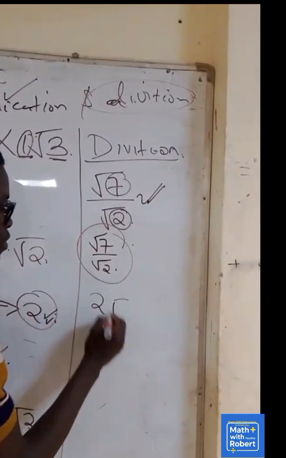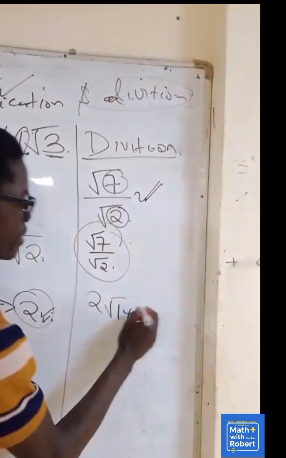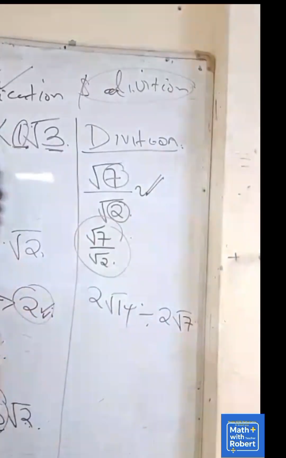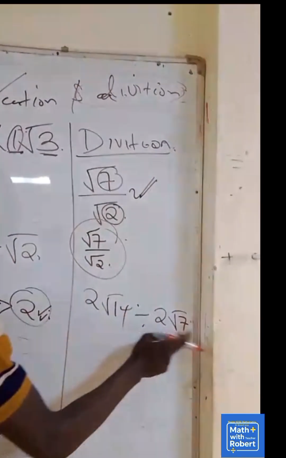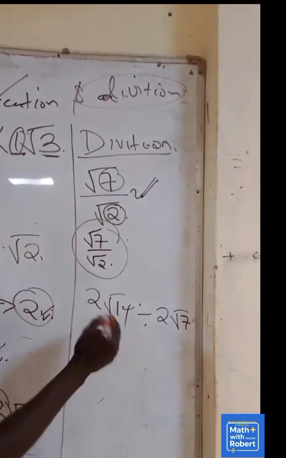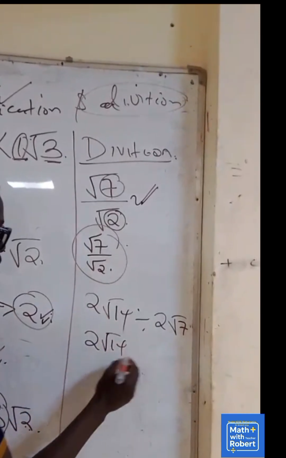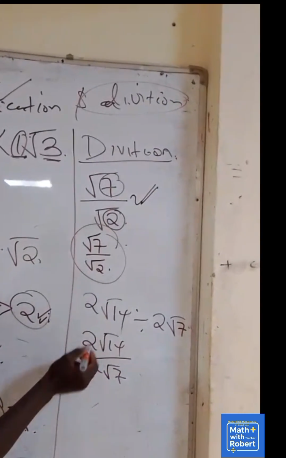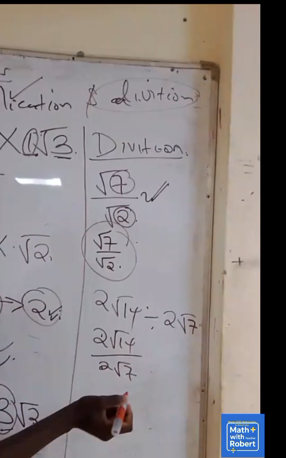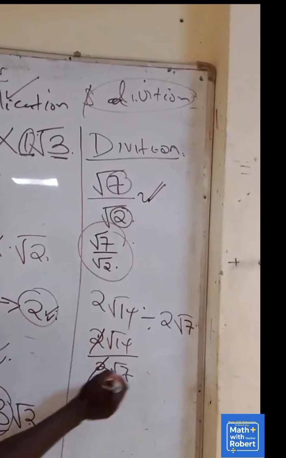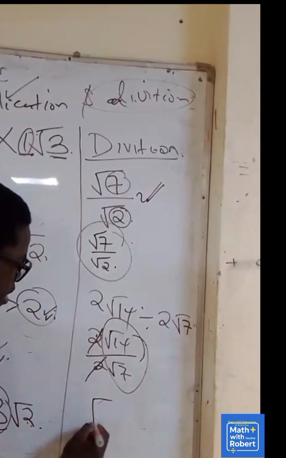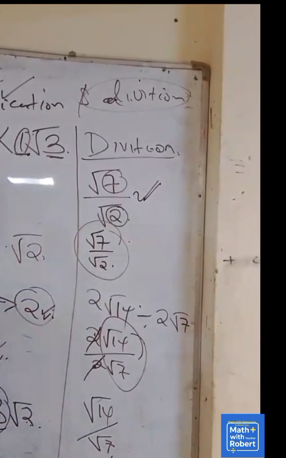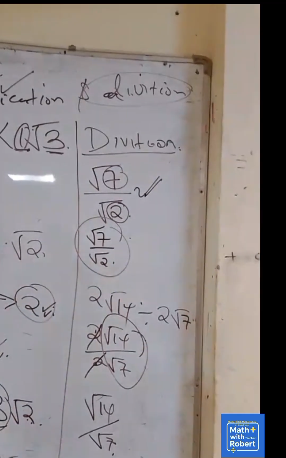You have 2 surd 14 divided by 2 surd 7. So we do this, 2 surd 14 divided by 2 surd 7. But there is 2 at the numerator, then 2 at the denominator. So we can cancel this one. Then this will remain to be the answer. That is surd 14 over surd 7. So that is the basics of surds.